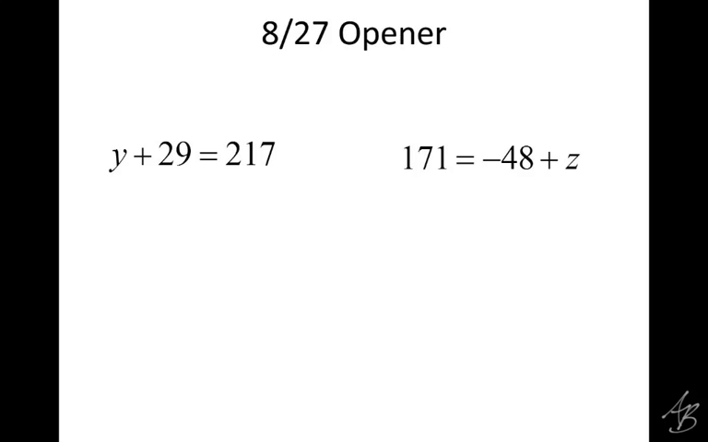Alright, next one, we want to get the y by itself. So we circle that, we draw our line of equality. And to get the y by itself, we have to subtract the 29. So we subtract 29 from both sides. Is the subtraction on the right side set up correctly? Do we have the bigger number on top? Yeah, that's fine.